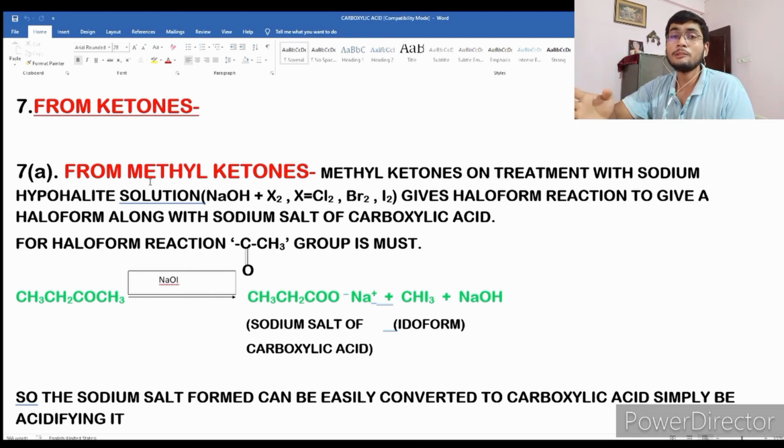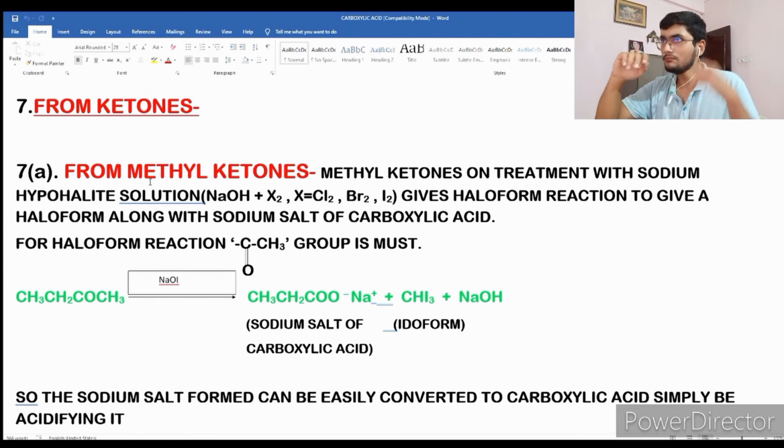Okay, so what are methyl ketones? One of the R groups should be a methyl group. If one of the R groups, or alkyl groups, is a methyl group, then those ketones are known as methyl ketones. So the general formula of methyl ketones is RCOCH3.